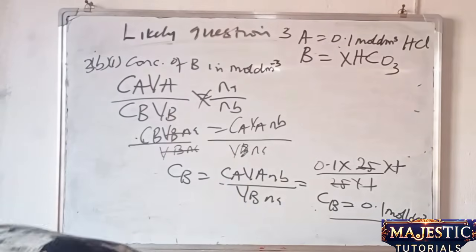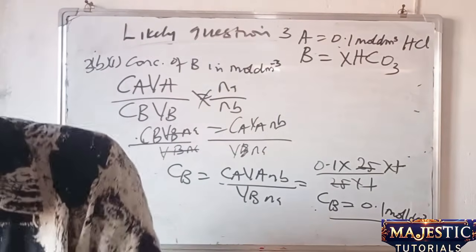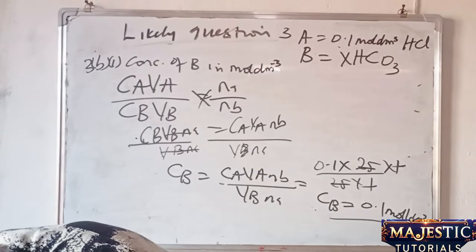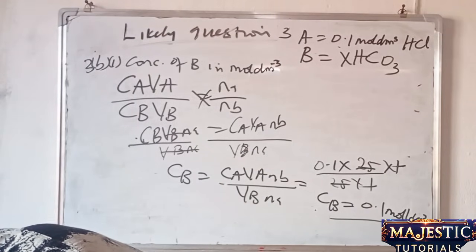So that means I was supposed to have given that gram per dm cube, please. So the question will be reconstructed. Question number 3, concentration of B in gram per dm cube.